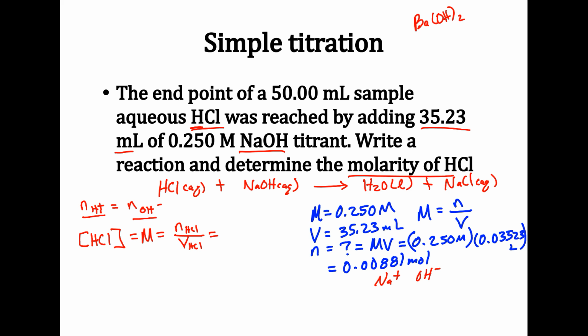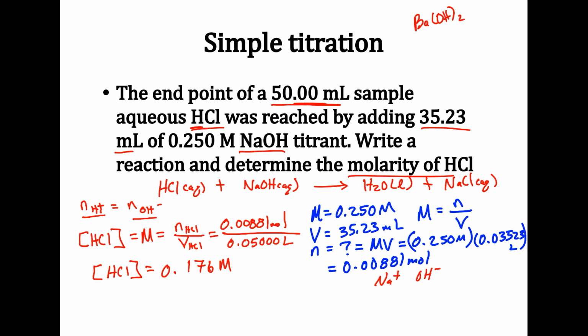We also know that the volume of HCl is 50 milliliters. So what we can do is plug in our 0.00881 moles, divide by the volume, which is 0.05000 liters. And once we plug that into our calculator, let's see what we get. We end up finding that the concentration of HCl for this titration is 0.176 molar.